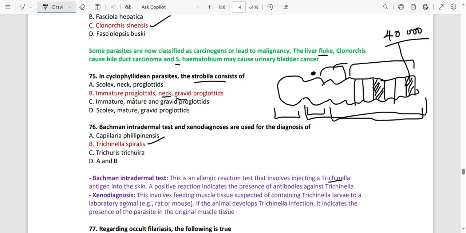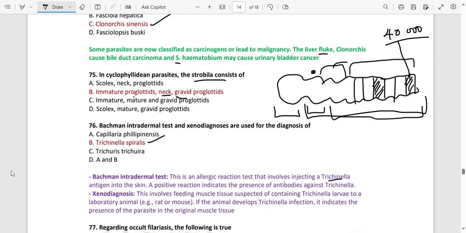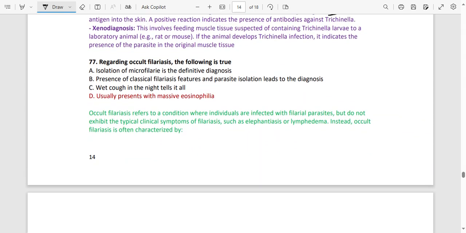Xenodiagnosis involves feeding muscle tissues suspected of containing Trichinella larvae to laboratory animals. If the animals develop Trichinella infection, it indicates the presence of the parasite. But that is bad. You want your friend to be sick.